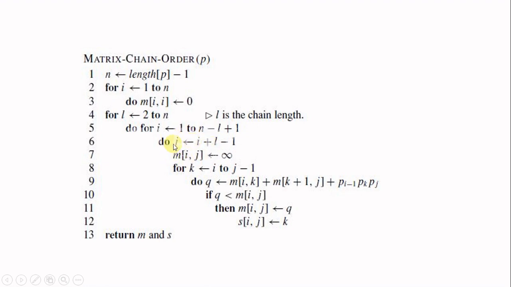Then we are setting m of i comma j as infinity, for comparison purposes. Then for k is equal to i to j minus 1, we are choosing a split. Do q is m of i comma k plus m of k plus 1 comma j plus p of i minus 1 times p of k times p of j. So we are calculating this value and storing it in variable q, and we are checking if q is less than m of i comma j. Initially this will be true for all values. Then we assign q to m of i comma j, and that k will be stored in s of i comma j.